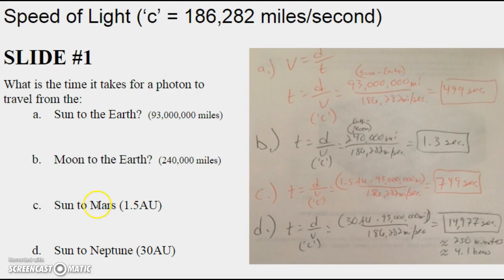But then we solve for the sun to Mars, which is 1.5 AUs. So t is equal to distance divided by the speed of light, but I have 1.5 AUs times 93 million miles divided by 186,282, and I get 749 seconds.